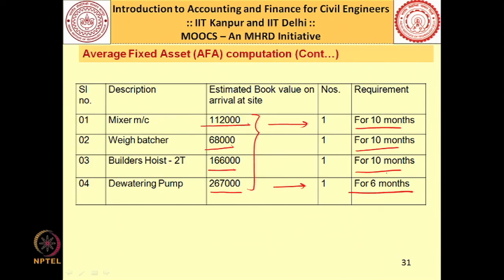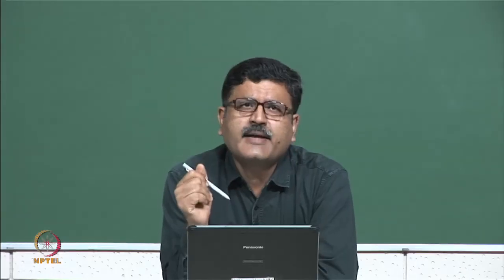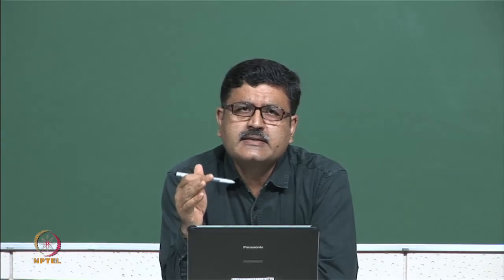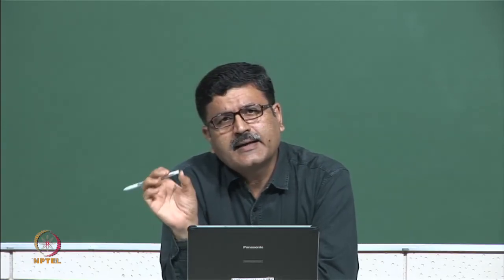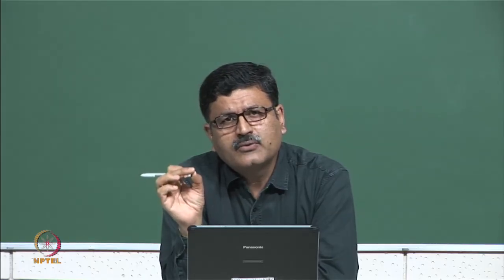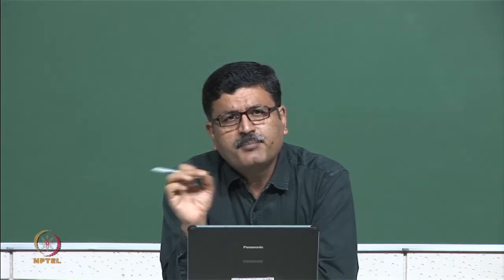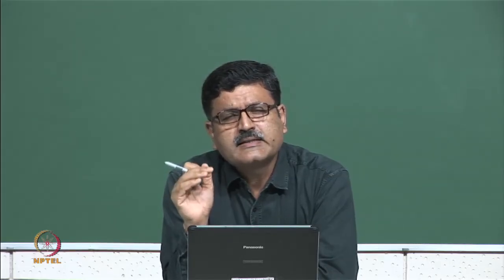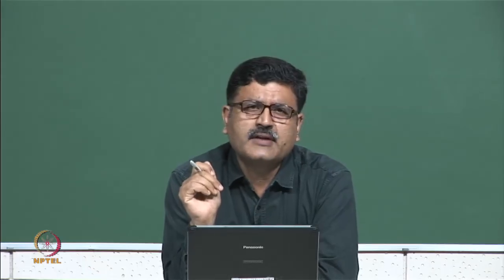So, what will I do? I will calculate at what book value these assets came to my site, and at what book value these assets went from my site. I can calculate the average book value. So, this average book value multiplied by the number of equipment that I have will give me the total fixed assets that I have mobilized for that particular site.